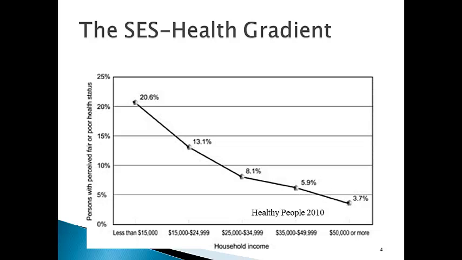This is what the SES Health Gradient looks like. The slide shows the percentage of people who say their health is fair or poor, graphed against household income. People who earn less than $15,000 per year are much more likely to say their health is fair or poor compared to people who earn $50,000 or more per year.